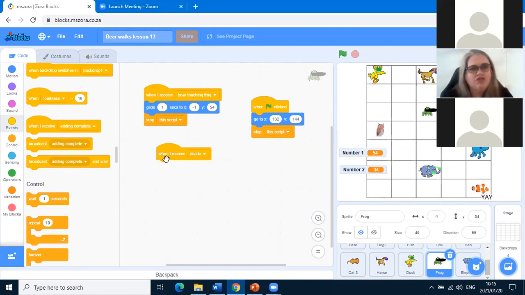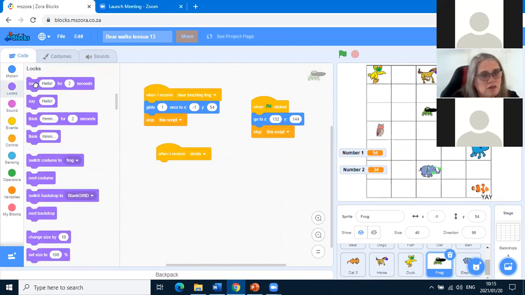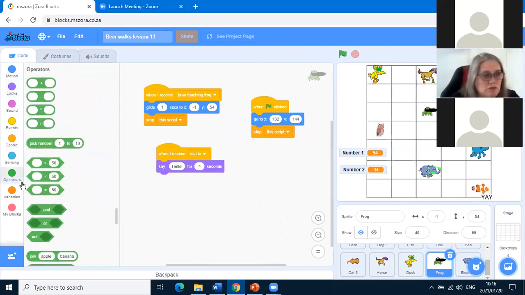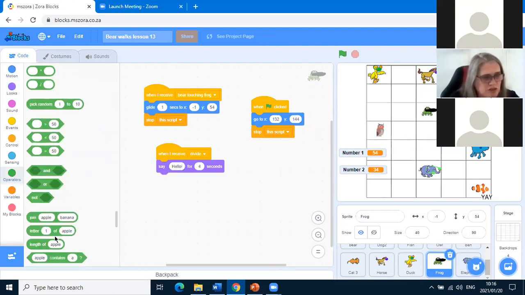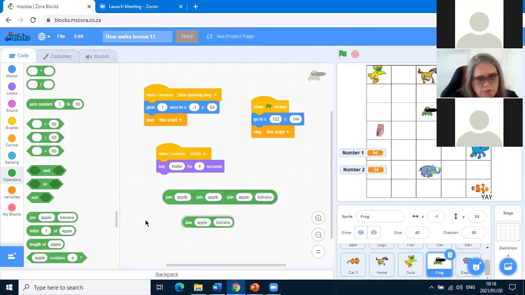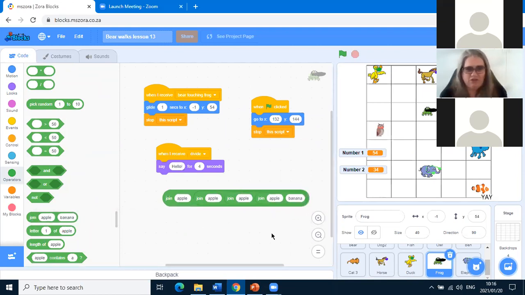And then Frog's just going to say something, and we're going to make it 4 seconds because we remembered that you say it long enough so you can hear it and see it on the screen. Otherwise we can't see it. Anyway, so operators, we're going to join a whole lot of sentences together. So we need a whole lot of these joins. You remember? Join and join and join. I might just delete some of them.